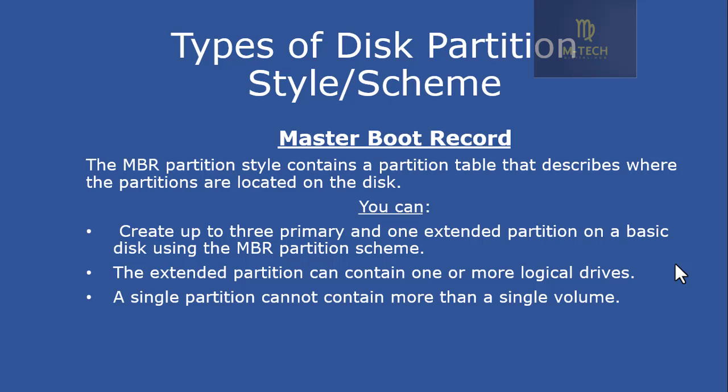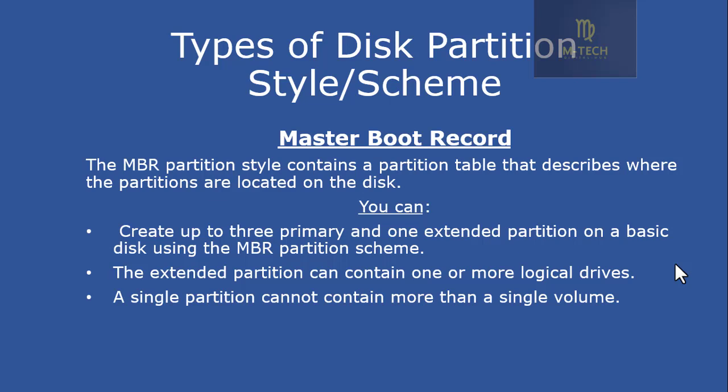Now you want to do partitioning, and you have chosen a partition style of MBR, but the configuration status of that hard disk is basic. In this case, the system will allow you to create only 3 primary partitions and 1 extended partition on it. The extended partition can contain one or more logical drives.